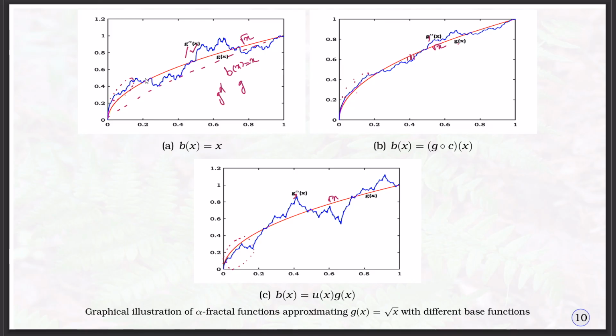Now what we did here: the function given as root x, that means this continuous function, is approximated in terms of fractal interpolation functions. So if any continuous function is given, we can approximate it by a fractal interpolation function by appropriate choice of base function and scaling factor. So this can be applied for any continuous function passing through the given set of data points.